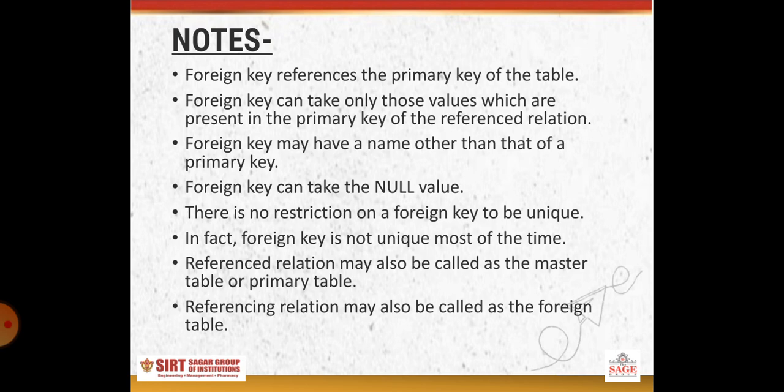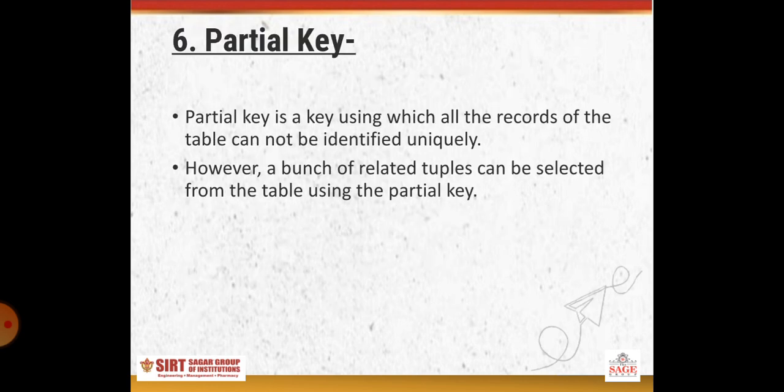Following are the important points while using foreign key. Foreign key references the primary key of a table. Foreign key can take only those values which are present in the primary key. Foreign key may have a name other than that of the primary key. Foreign key can take null value. There is no restriction on a foreign key to be unique. In fact, a foreign key is not unique most of the time. Referenced relation may also be called the master table or primary table, and referencing relation may also be called the foreign table.